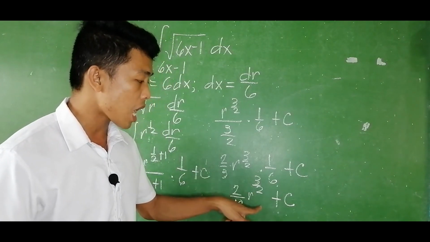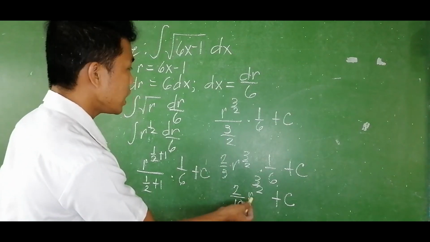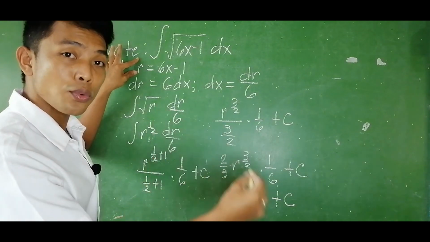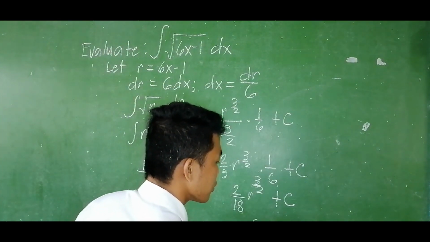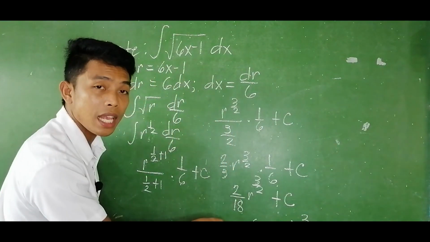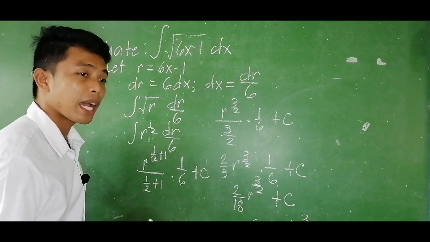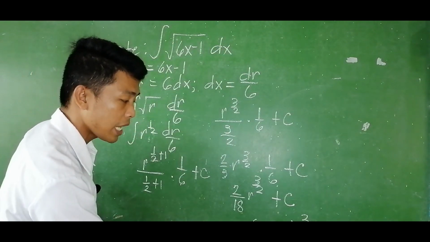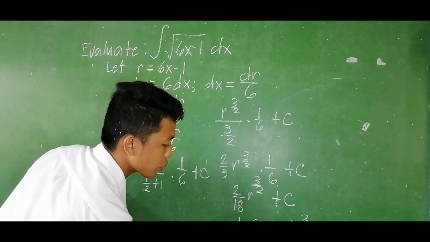And r raised to 3 halves is not yet the final expression, because we need to resubstitute the value of r, which is 6x minus 1. So, we will get 6x minus 1 raised to 3 halves, and then we go back to 2 over 18. 2 over 18 can still be divided by 2. We divide both the numerator and the denominator. 2 divided by 2 equals 1, and 18 divided by 2 is equal to 9.